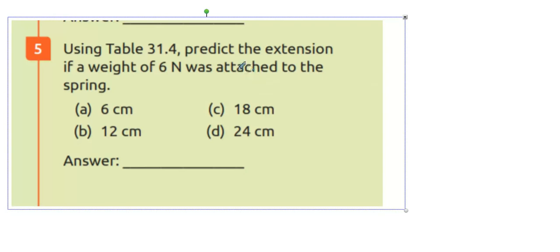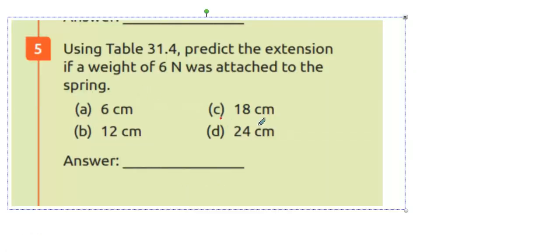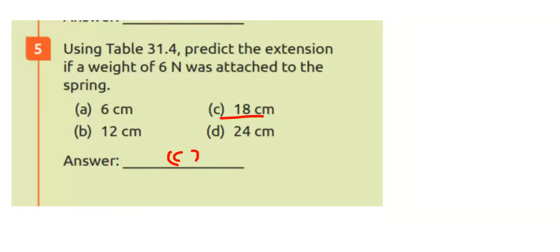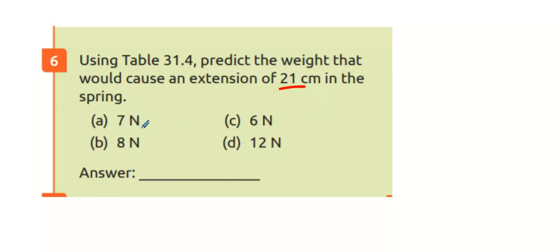Okay, predict the extension when a 6 Newton weight is attached to the spring. So where is 6 Newtons? Well, 6 Newtons would be an extra 3 on top of that 15, so it would be 18, which is part C. Question 6. Table 31.4, predict the weight that would cause an extension of 21 centimeters in the spiral spring. Well, 6 Newtons was 18, it goes up in 3s, so 7 Newtons would be 21. It's got to be 7 Newtons, or A.